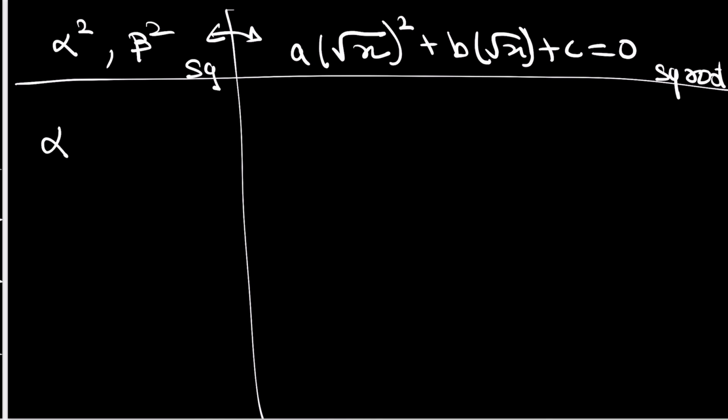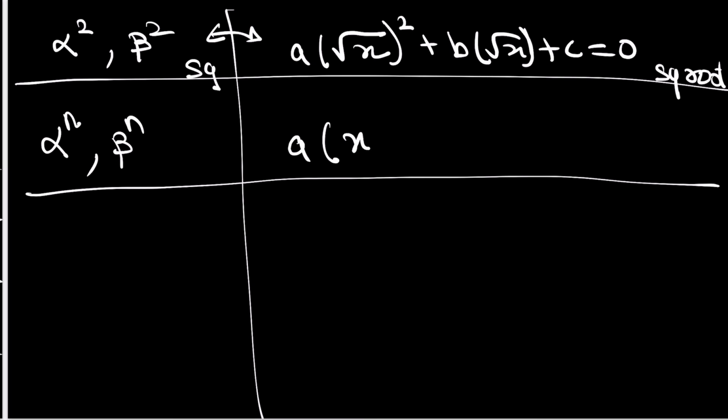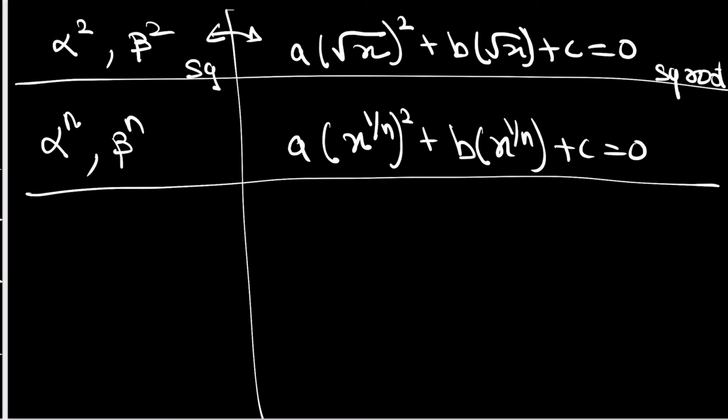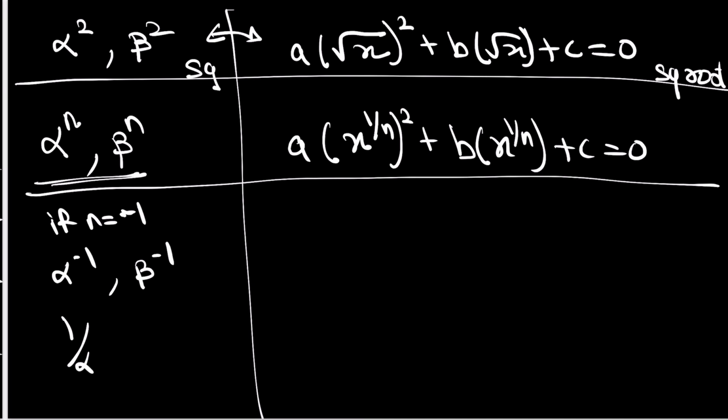If these are getting raised to the power n, then the equation will become a into 1 by that n power squared plus b into 1 by that n power plus c equal to 0. I hope you understood this. Now you can put 2, put 3, put whatever. Now a special case: if I put n equal to minus 1, that means 1 by alpha and 1 by beta, the equation will look fantastic.